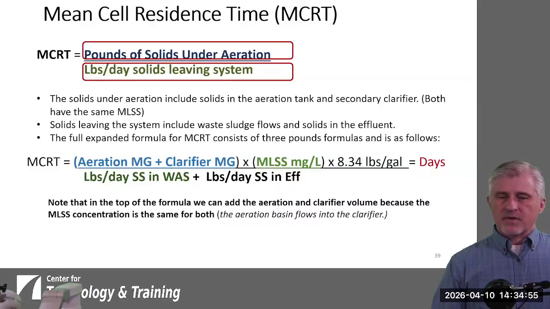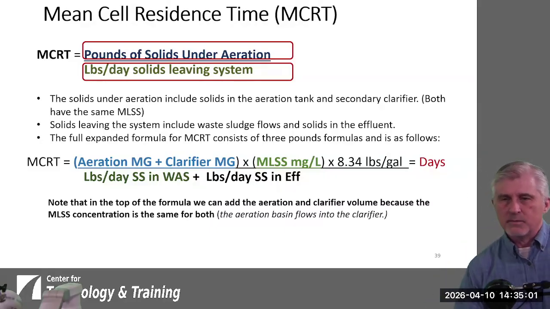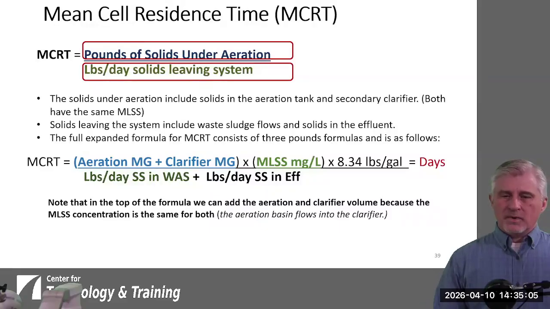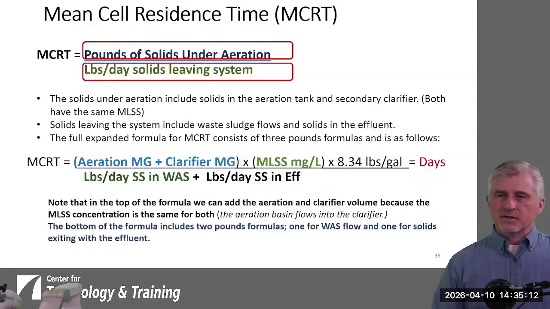In the top of the formula, we can add the aeration and clarifier volume, because that MLSS concentration is the same in both of those. On the bottom, we have two pounds formulas, one for the waste activated sludge and the other for the solids that are exiting with the effluent. So hopefully you've had a chance to take note of that.